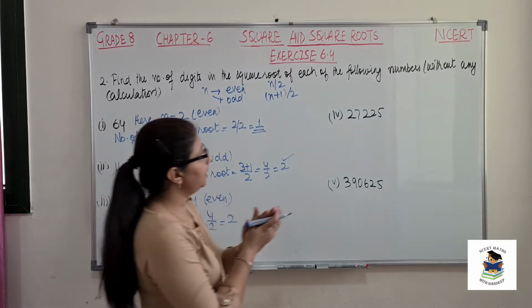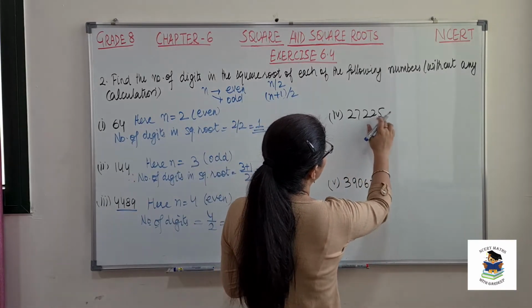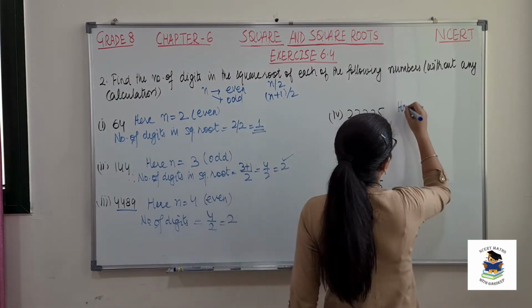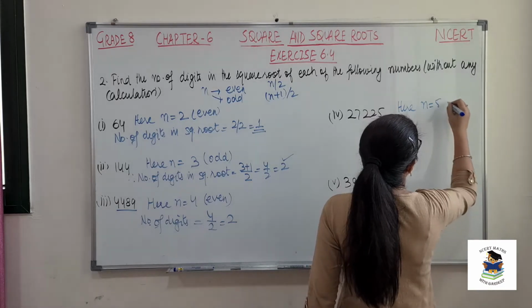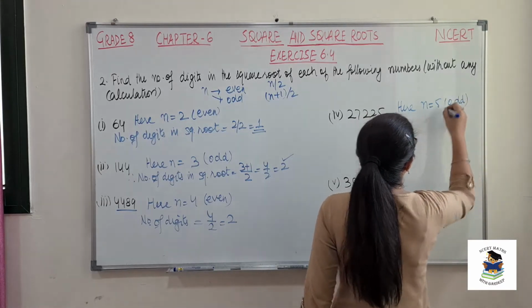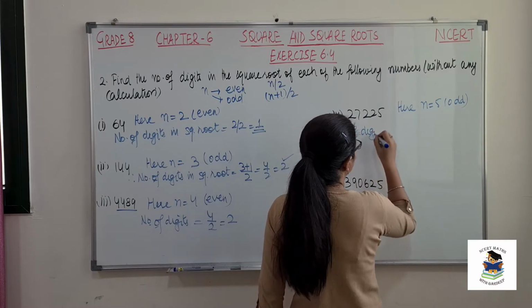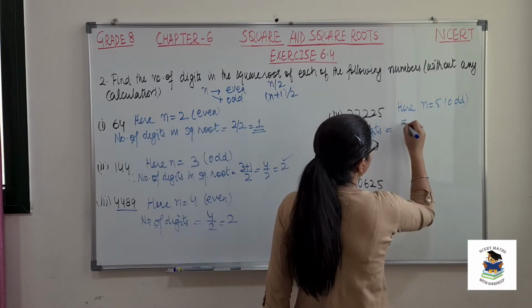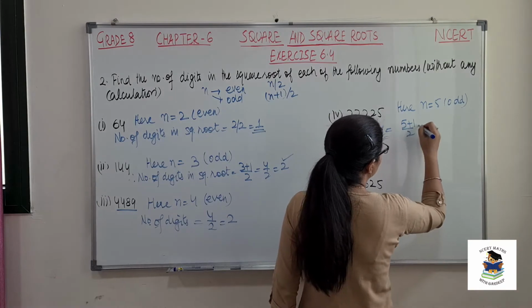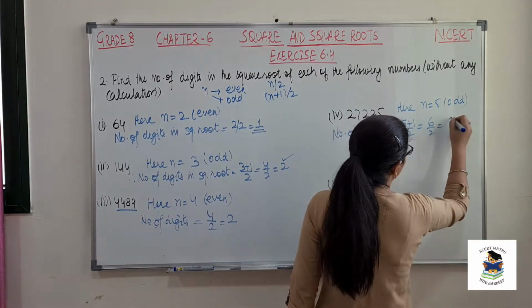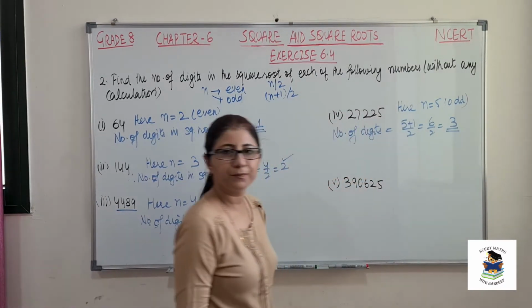Okay. Let's see the next one. This is 1, 2, 3, 4, 5. Here n is 5, and this is odd. So what should be the number of digits in the square root? 5 plus 1 by 2. So 6 by 2, that is 3 digits.